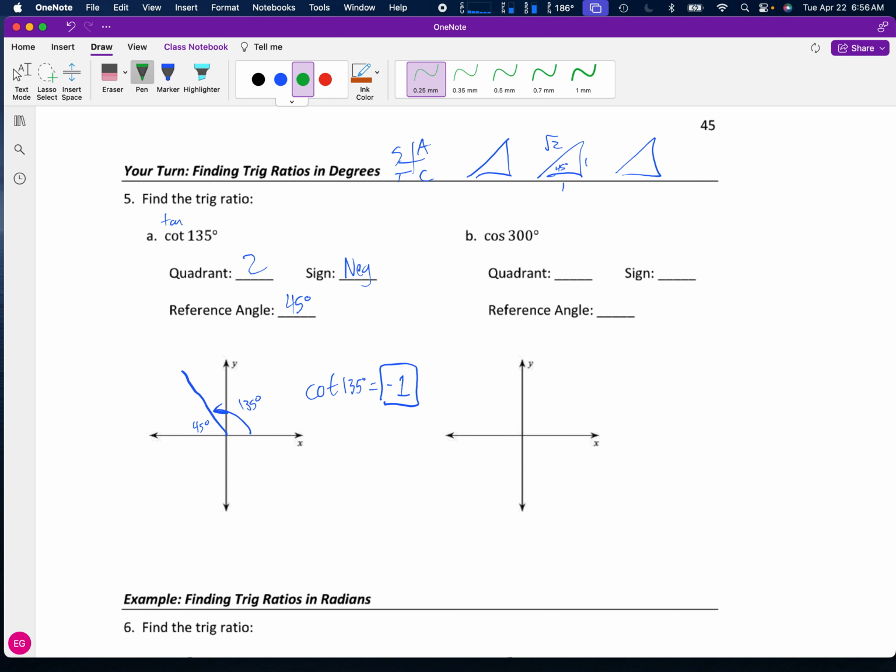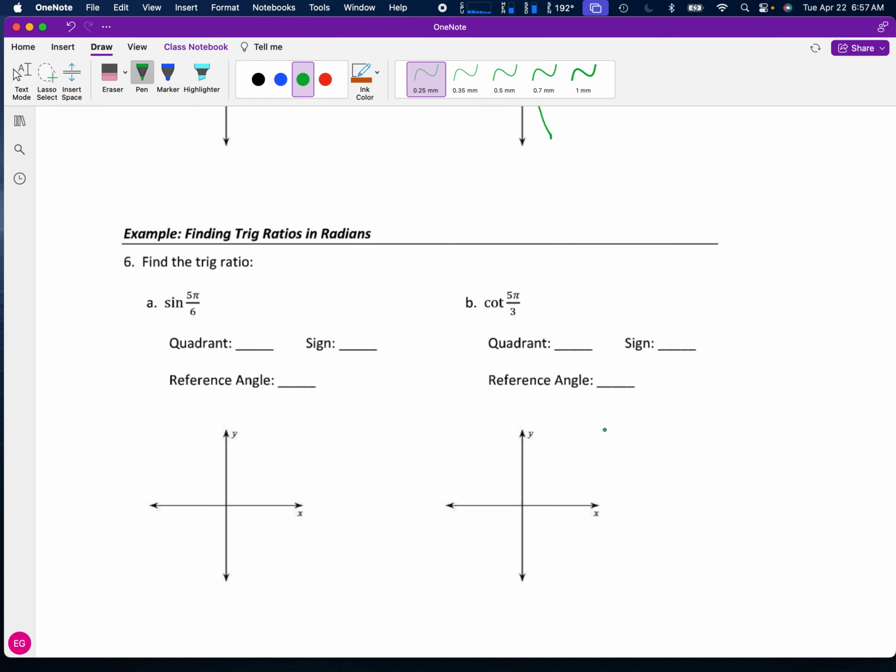Same exact idea over here. We've got to do cosine of 300. So we're going to figure out where 300 is. It's right here. It's 60 away from the x-axis. So in quadrant 4, cosine is positive. All Students Take Classes: cosine is positive, and the reference angle is 60. So I'm going to use my reference triangle for 60 up here. I'm going to say, hey, cosine of that would be 1/2, and I know that the answer is positive. So cosine of 300 degrees is going to be positive 1/2. Done.